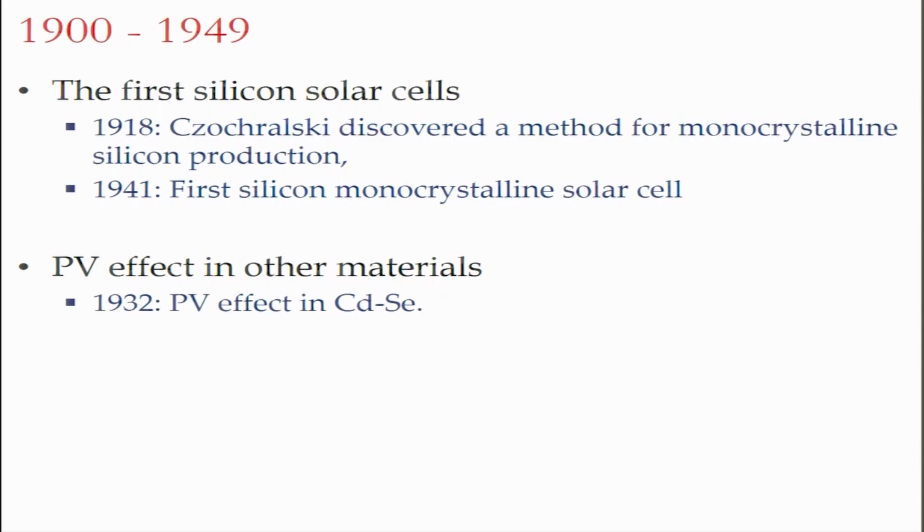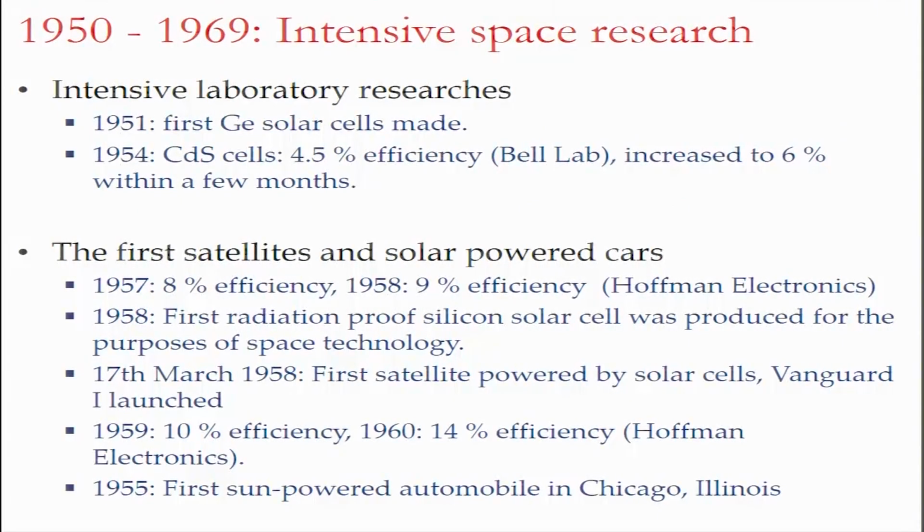Of course, there are a lot of other intermediate stages which we do not have time to get into, but then came the age of silicon. So, in 1918, after the First World War, we have Czochralski who discovered a method for making monocrystalline silicon. However, the first silicon monocrystalline solar cell came in 1941, and in between, in 1932, people also observed the PV effect in cadmium selenide. And then we have the 50s to 60s when intensive space research was conducted, primarily on solar.